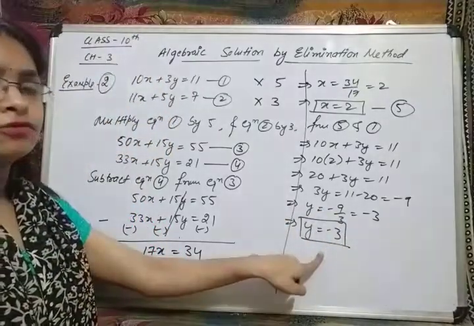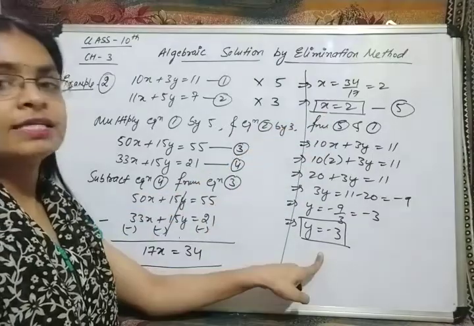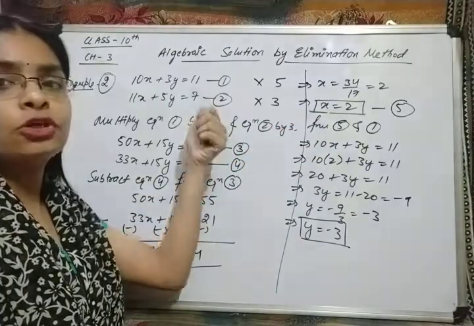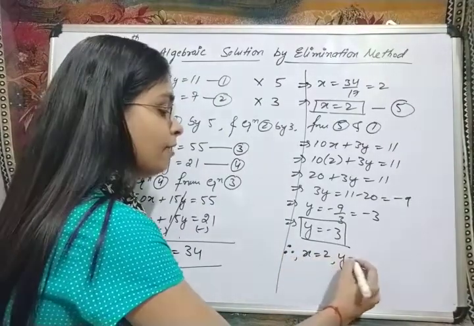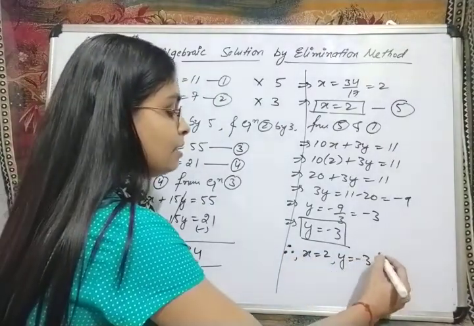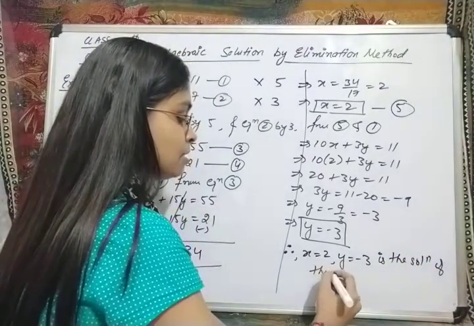So what is the value of y? That is minus 3. So therefore x is equal to 2 and y is equal to minus 3 is the solution of this pair.